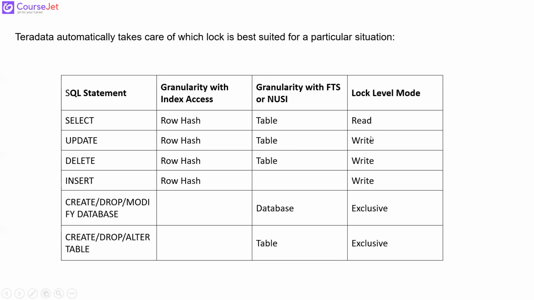The lock mode is write. When we do a delete, again it's row hash and table level, and it is a write lock again. When we do an insert, it can be row hash only, because we are doing a new insert. So it will be a row hash, not a table level lock, and it will be a write lock again. When you create, drop, or modify the database, it will be exclusive. Again, for the table also, it will be exclusive. Right? Got this?